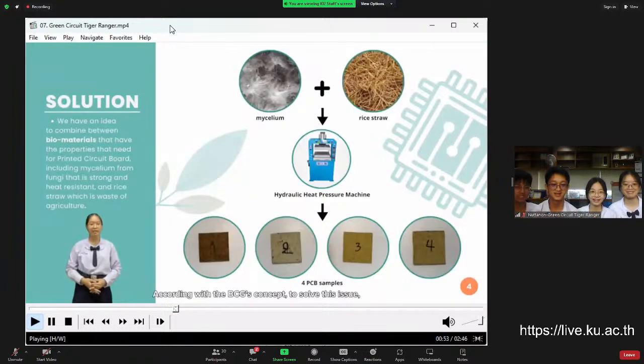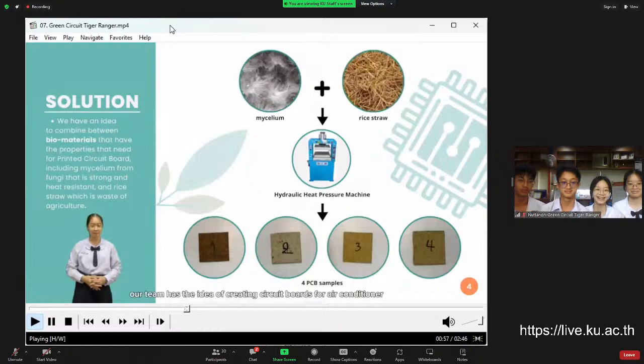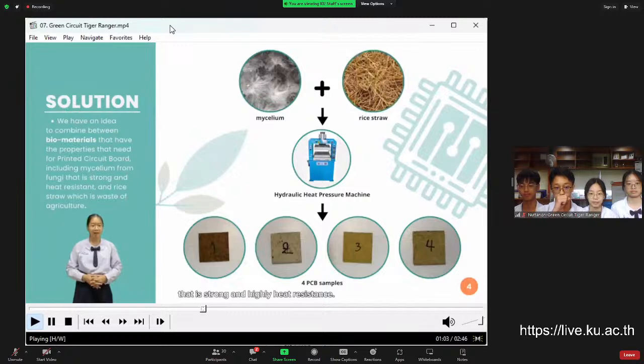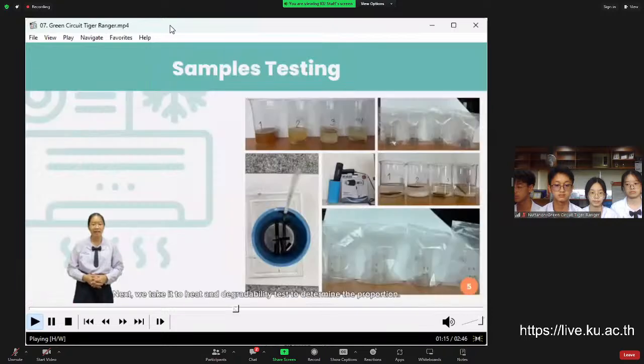According to the BCG concept, to solve this issue, our team has an idea of creating a circuit board for air conditioners from bioagricultural waste, which is mycelium and rice flour, that is strong and highly heat resistant. First, we mix mycelium and rice flour in various ratios: 1:1, 1:2, 1:3, and 1:4. Then we form it with a hydraulic heat pressure machine. Next, we take it to heat and degradability tests to determine the proportion.